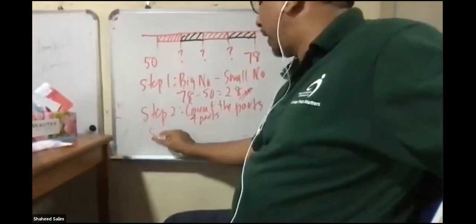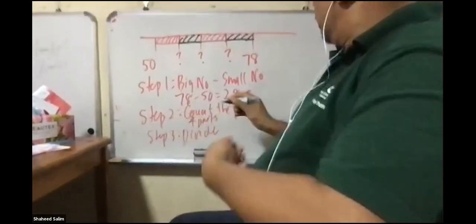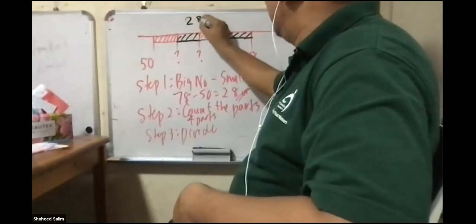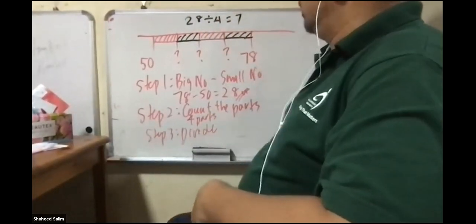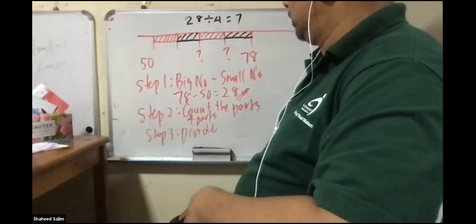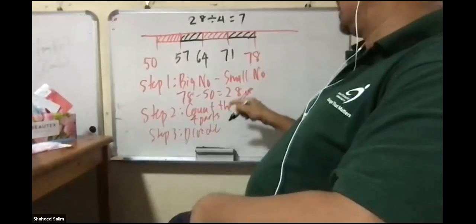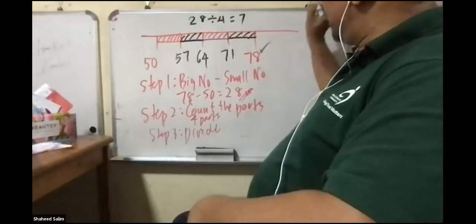Then what do we do? Step 3, the final step, divide. Divide what? Number by parts. 28 divided by 4, you get 7. So you plus 7. 50 plus 7, Riley, how much is it? 57. 57 plus 7 is 64. 64 plus 7 is 71. 71 plus 7 is 78. You see, just nice, 78.